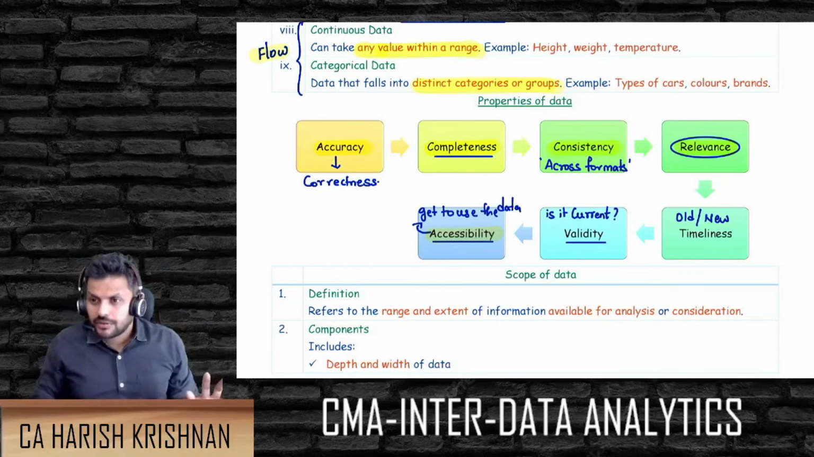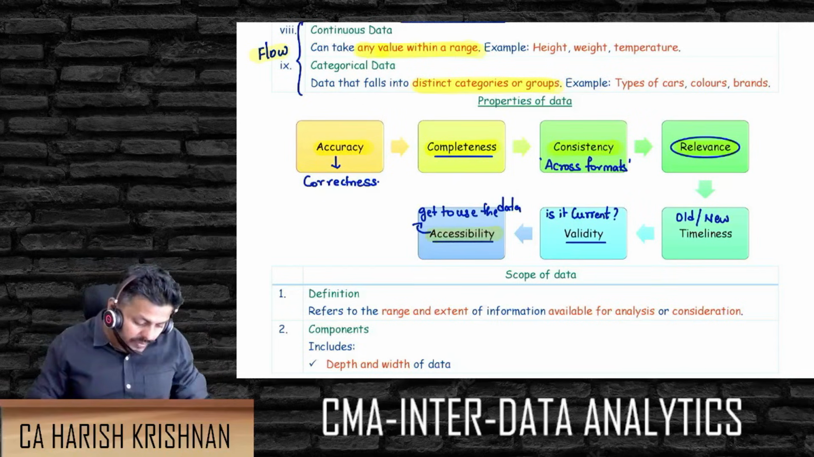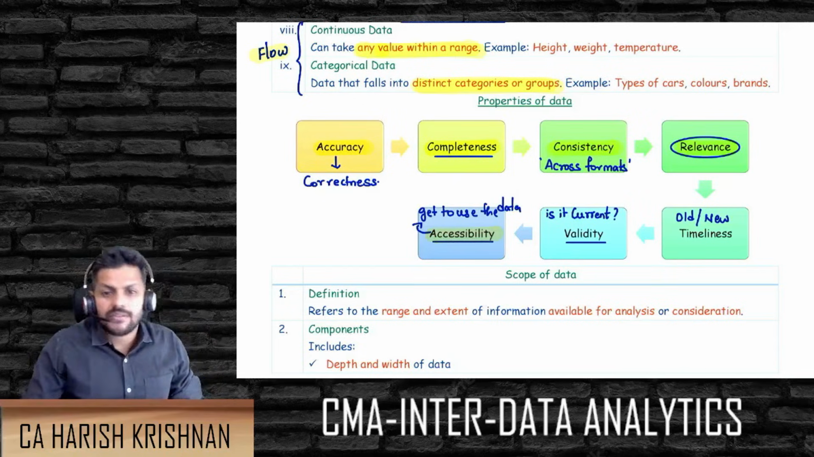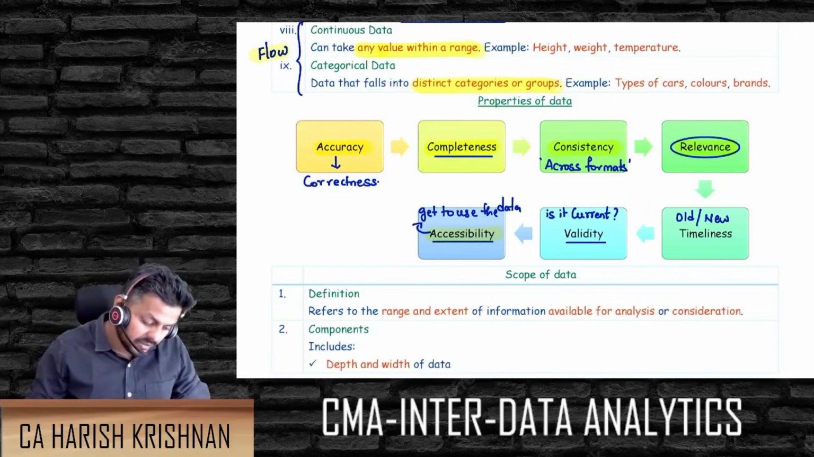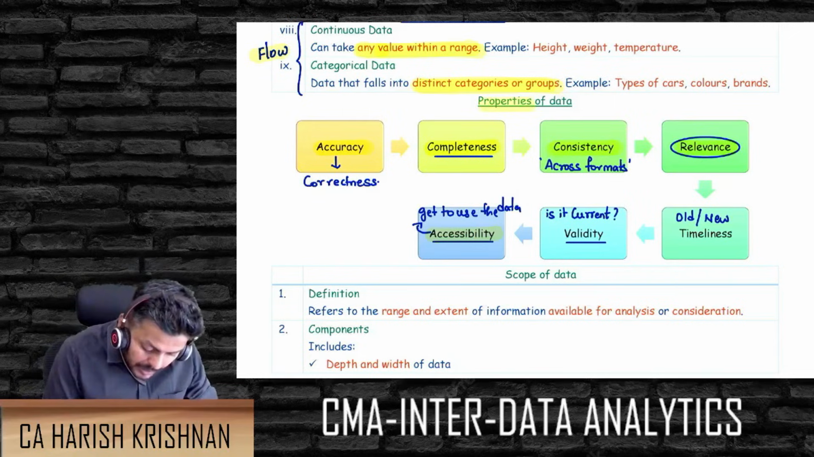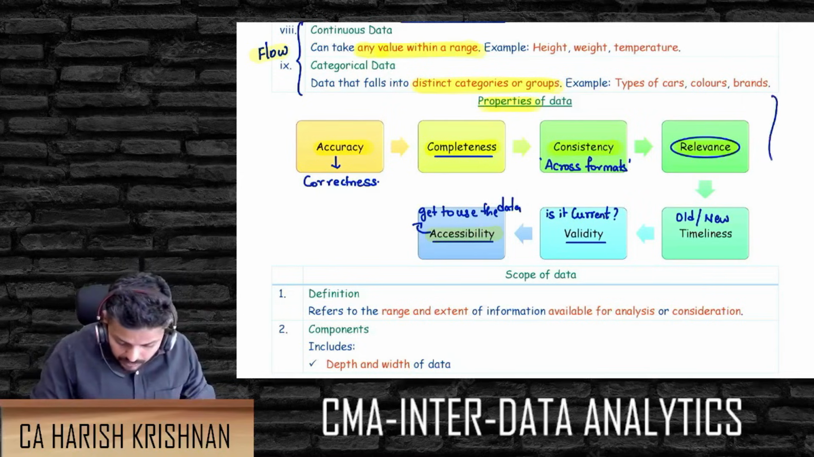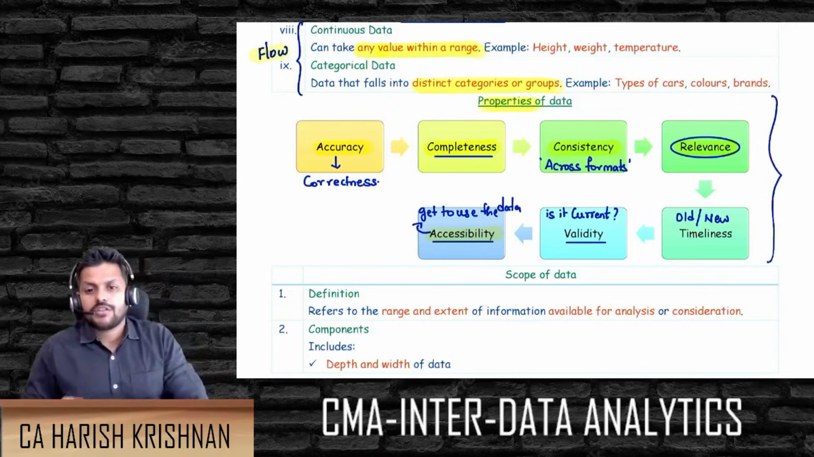Makes no sense. So accuracy, completeness, consistency, relevance, timeliness, validity, and accessibility are all the factors which are called the properties of data. There is not much description in the story, they're just about all the points.